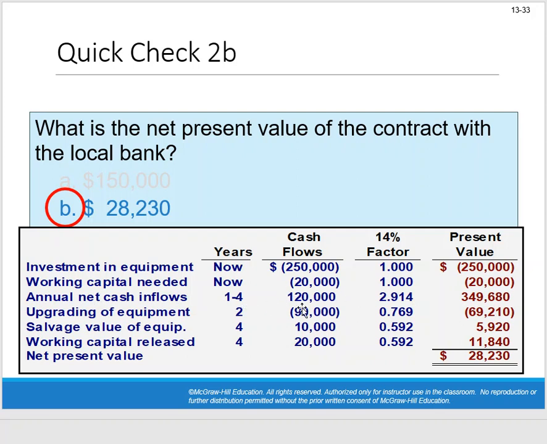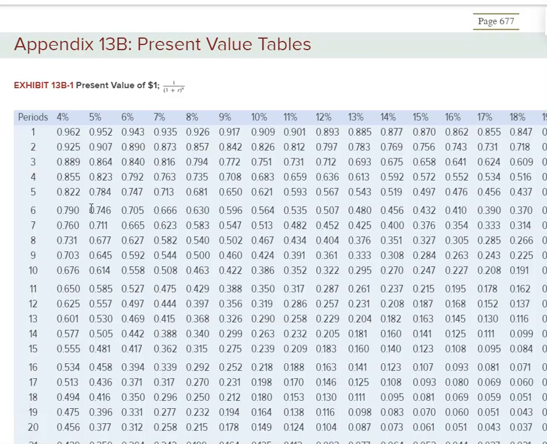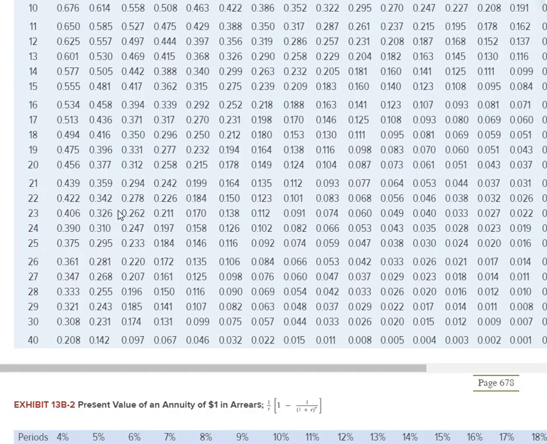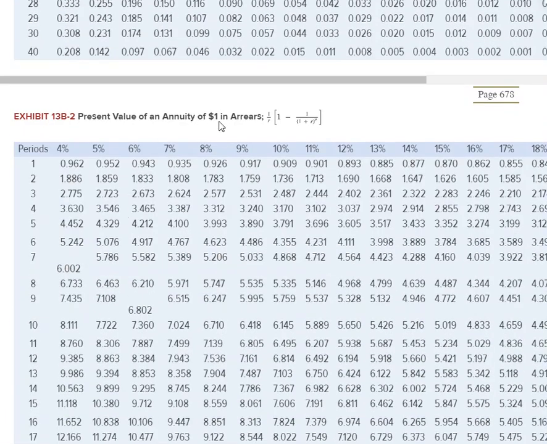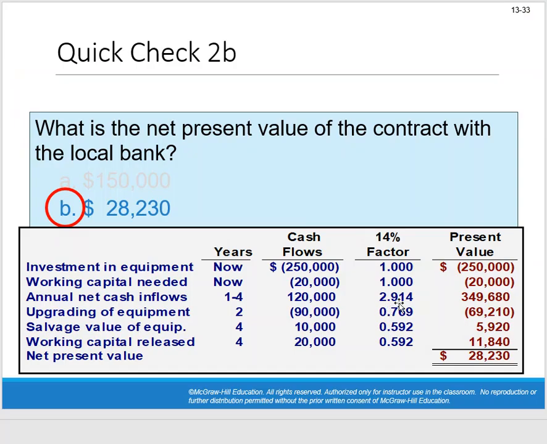So rather than compute them each separately, which I guess we could do, we see it repeats year after year. So we want to use the second table. In our textbook, we want to use present value of an annuity of 1. For something that happens for 4 years at 14%, we should come up with 2.914. So that should be our discount factor. 2.914 times 120,000 is 349,680 discounted back to today's dollars.